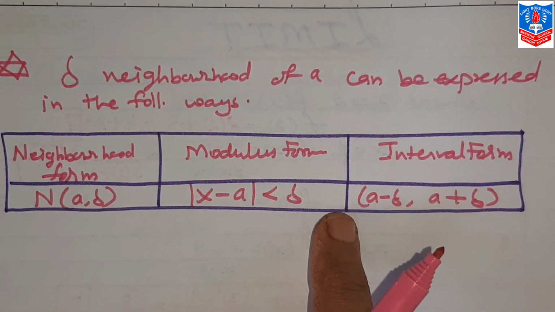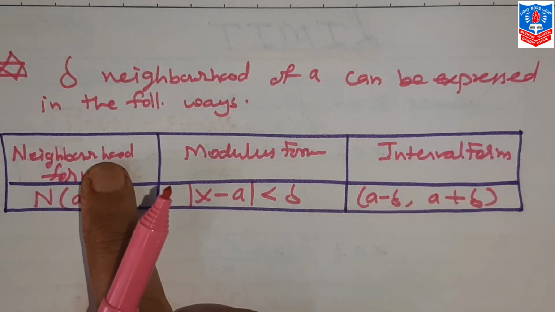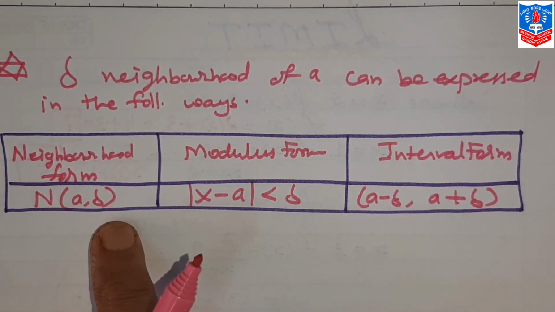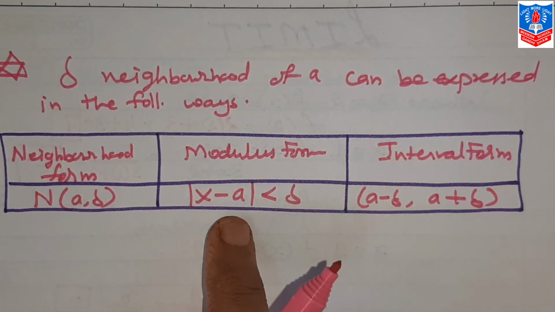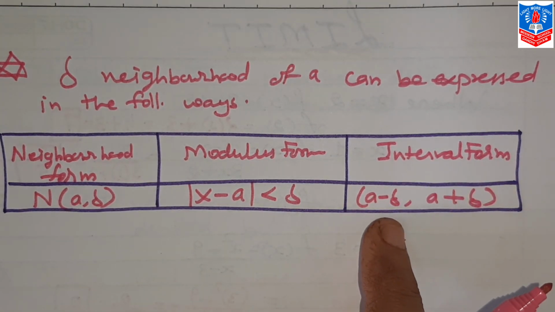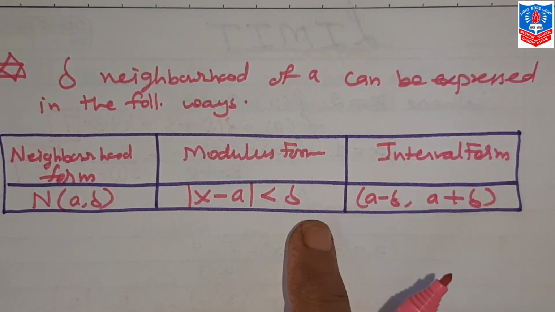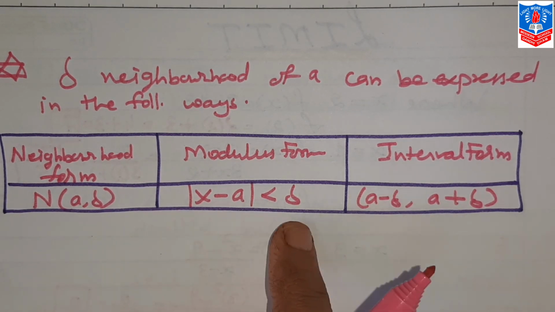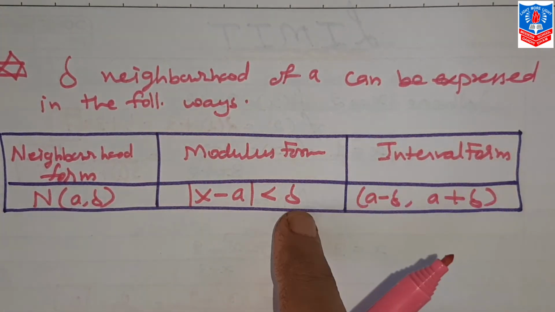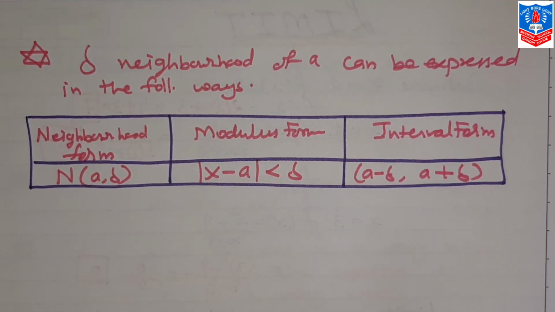After this, only questions, that is sums, are there, converting into any of the forms from the form which is given. So this is neighborhood form, how we write N in bracket a and delta. Modulus form, modulus of x minus a, positive number, less than delta, while interval form is a minus delta, a plus delta in small bracket. So these are the 3 different ways in which delta neighborhood of a can be expressed. Sums based on these three forms we will discuss in the next session.